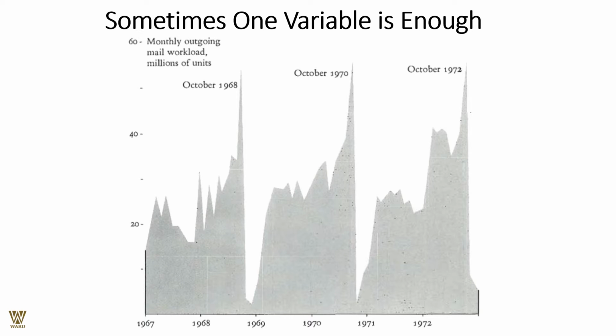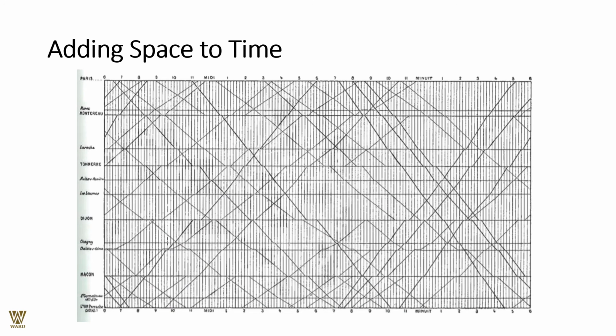Sometimes one variable is enough altogether. Now take the monthly outgoing mail workload, in millions of units, for October 1968, October 1970, and October 1972. Look, it's just a single variable that has been mapped by frequency, which might be erratic, and it has been noticed that in the month of October it reaches its pinnacle.